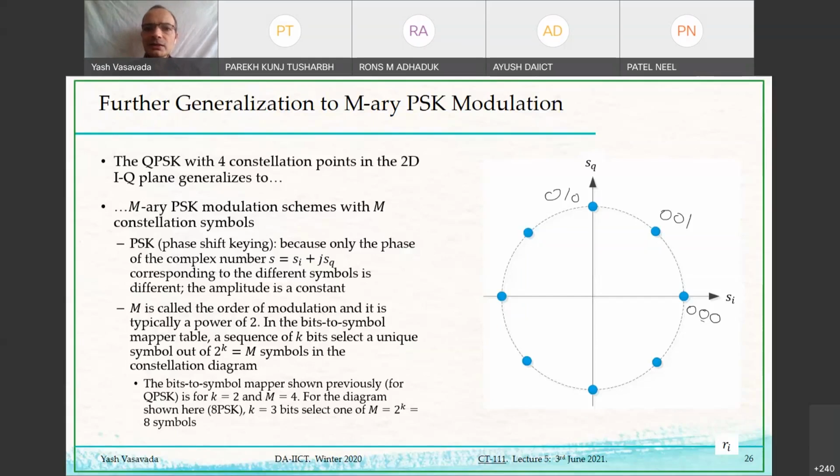Why is this called phase shift keying? Well, because if I think of these constellation points as complex numbers, then you will see that when I change the symbol, I'm not changing the amplitude. The magnitude of all of these complex numbers is identical. They are all on the same circle of the same radius. But what I am changing indeed is the phase of the complex number, the phase angle. So I am shifting the phase, and that's why it's called phase shift keying.